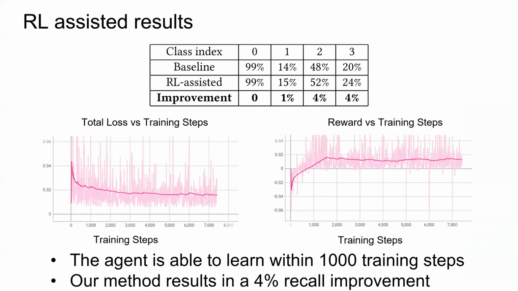After the training with the backbone network, we use the agent to assist the learning process. As shown in the figures, the agent is able to learn and converge within 1,000 training steps. And also, the table shows that our method results in a 4% recall improvement, which is pretty significant.